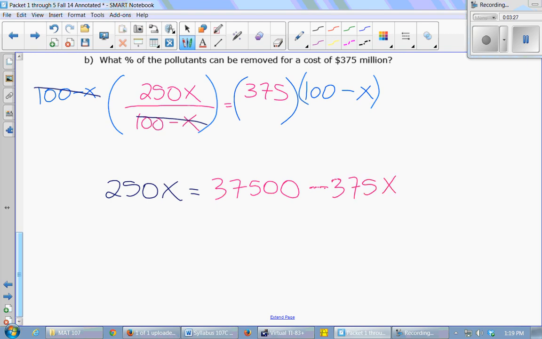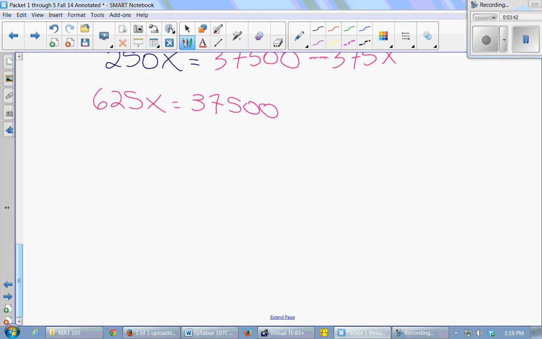And now we just have a linear equation to solve. Add 375X to both sides, and you get 625X equals 37,500. Divide by 625, and you get 60. So 60% can be removed for $375 million.